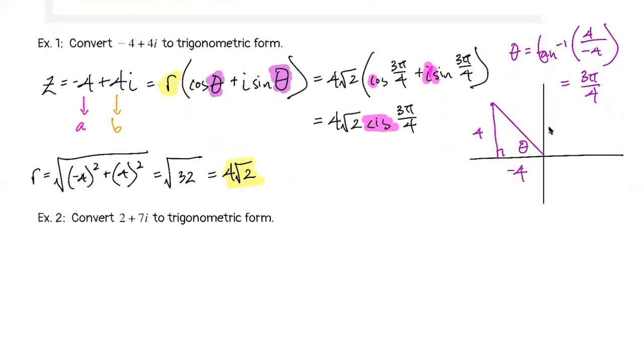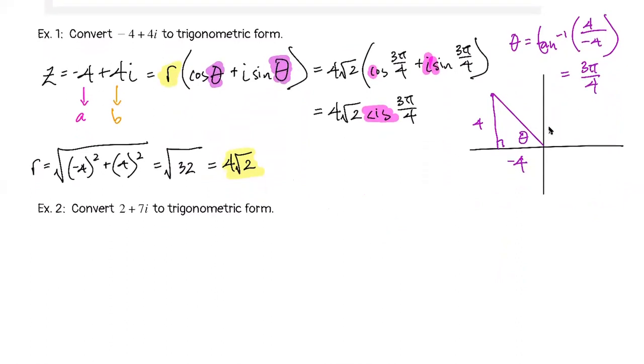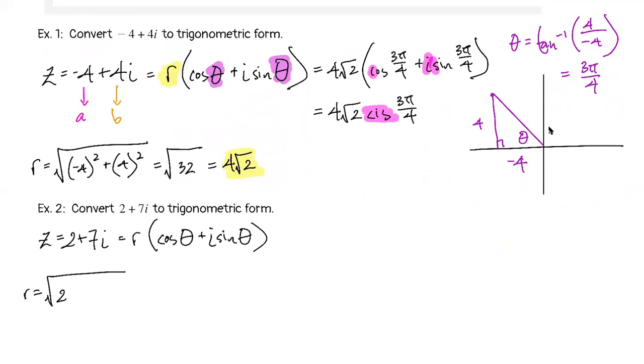So let's practice that one more time. We've got, in this case, z equals 2 plus 7i, okay? Now, I know that I need to find my r, and I need to find my theta. And so if I go ahead and find my r, I'm going to take the square root of 2 squared plus 7 squared, which is going to give me the square root of 4 plus 49, which is 53. Okay?